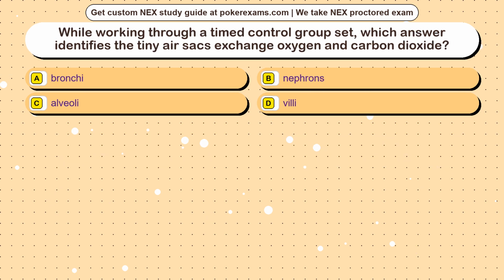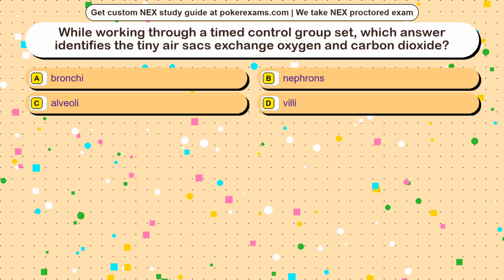Question 8. While working through a timed control group set, which answer identifies the tiny air sacs that exchange oxygen and carbon dioxide? Option A, bronchi. Option B, nephrons. Option C, alveoli. Option D, villi.